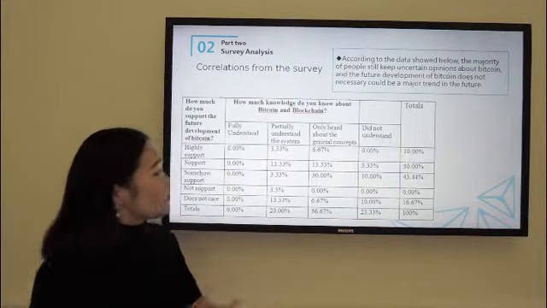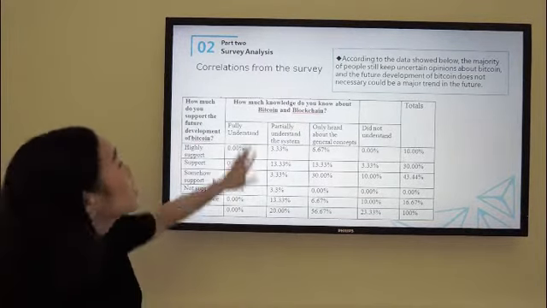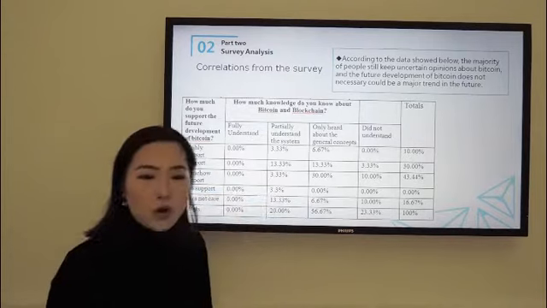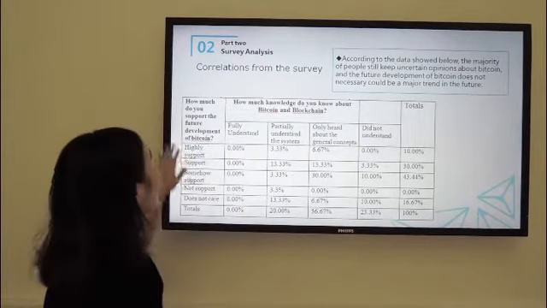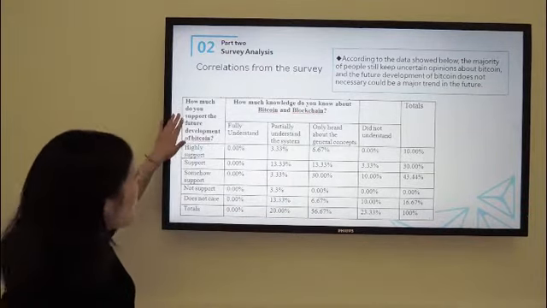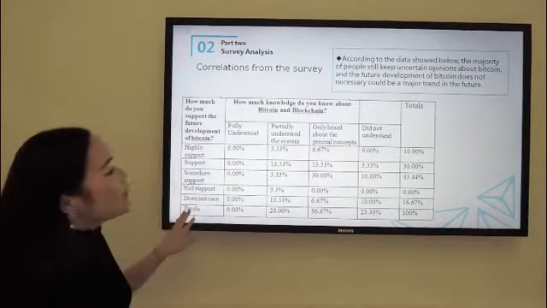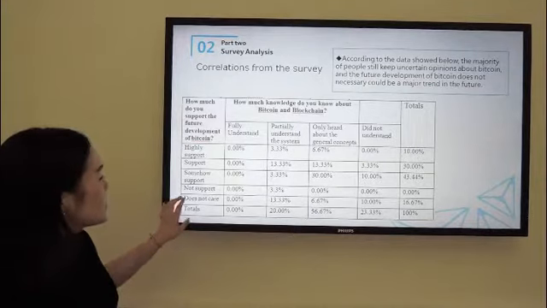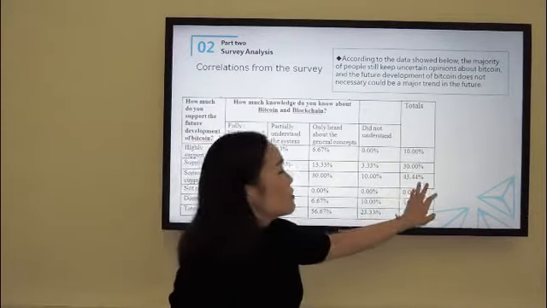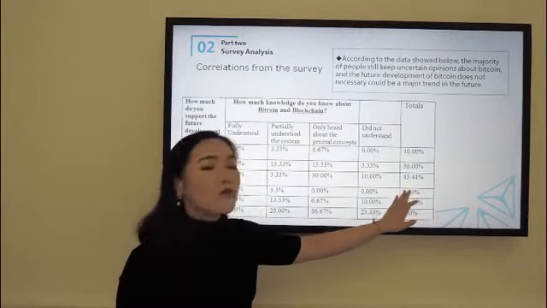And moving to the next one, I'm currently doing a cross-examination where I put 2 questions together, to try to find a correlation between those 2 questions. So one is, how much knowledge do you have about Bitcoin and cryptocurrency? And the second one is, how much do you support the future development of Bitcoin and cryptocurrency?